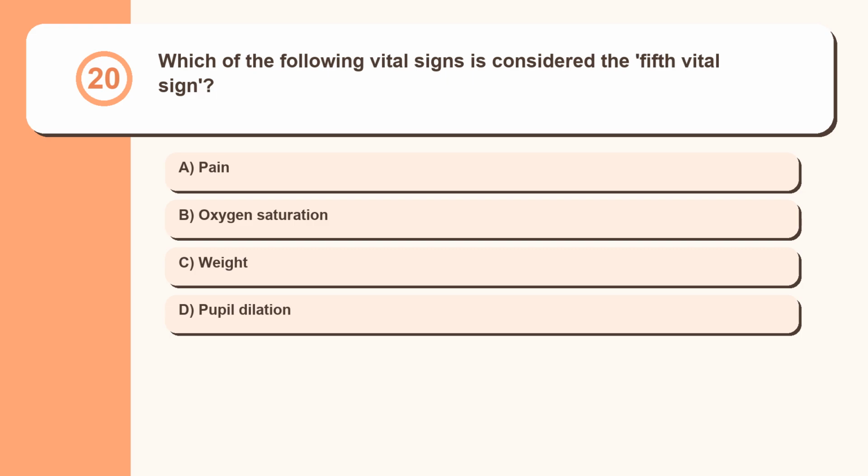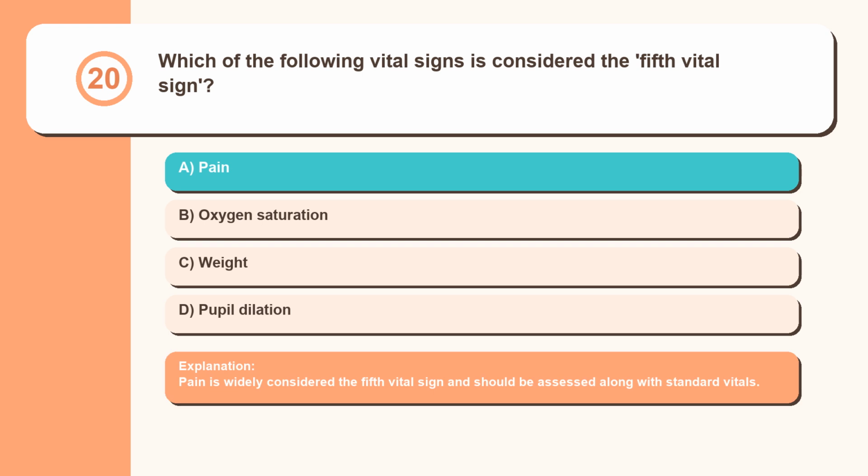Question 20. Which of the following vital signs is considered the fifth vital sign? Pain, oxygen saturation, weight, pupil dilation. Pain is widely considered the fifth vital sign and should be assessed along with standard vitals.